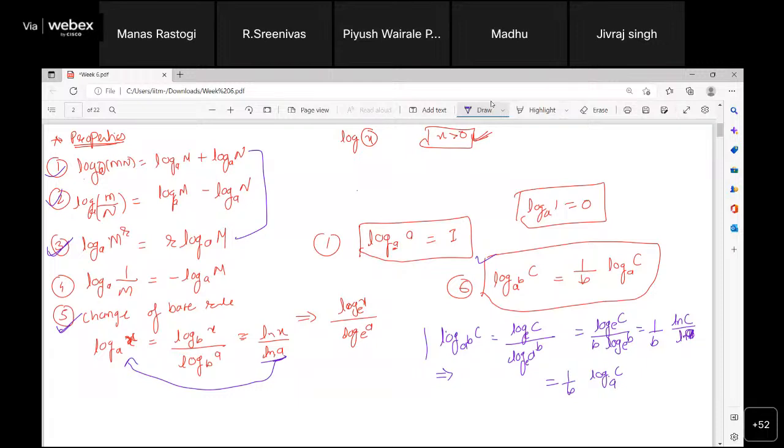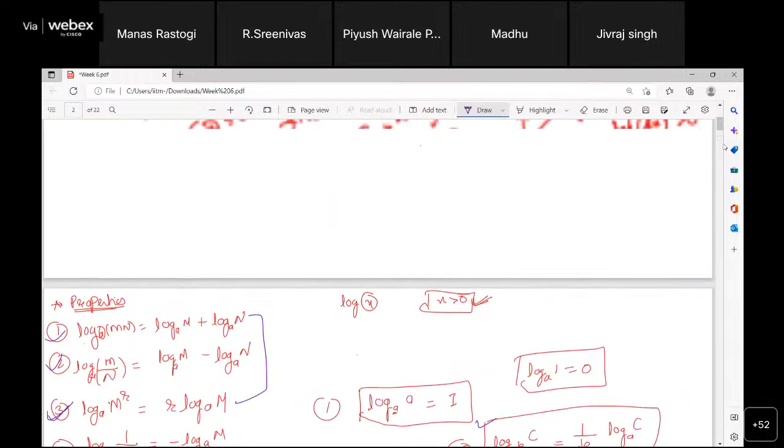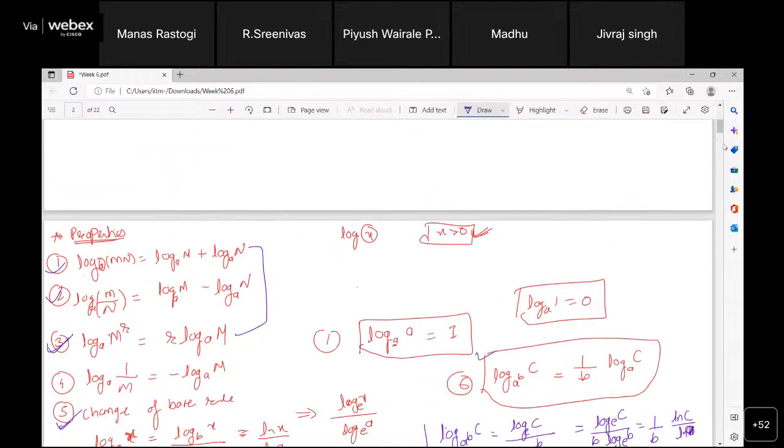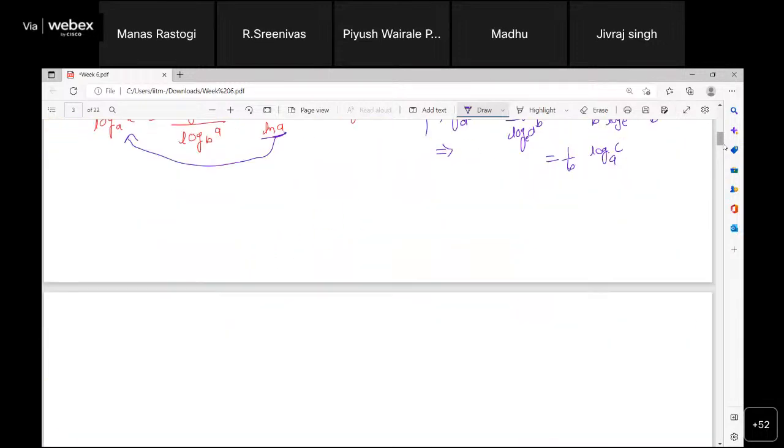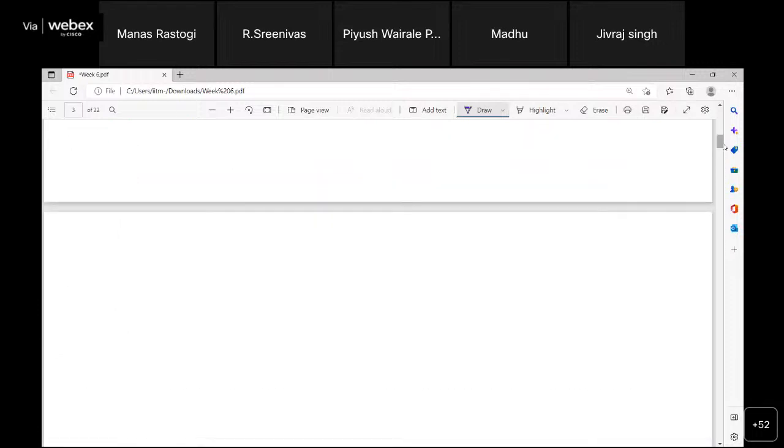I think this is the summary of week 6. These are important properties and applications of those properties. And please remember, in the log we can take only positive values. So let's solve a practice activity question.